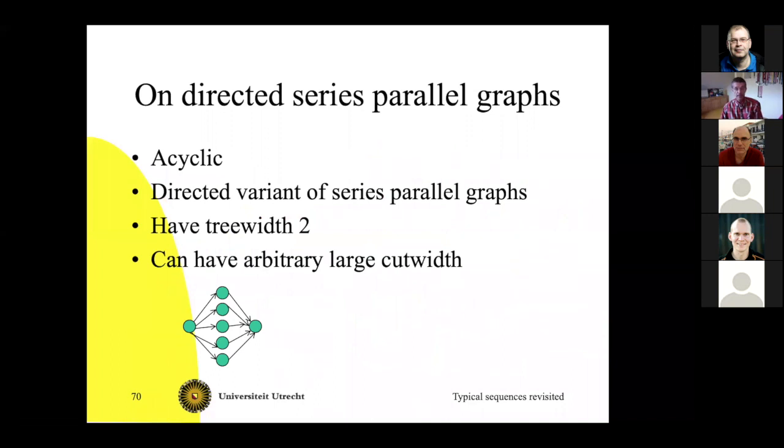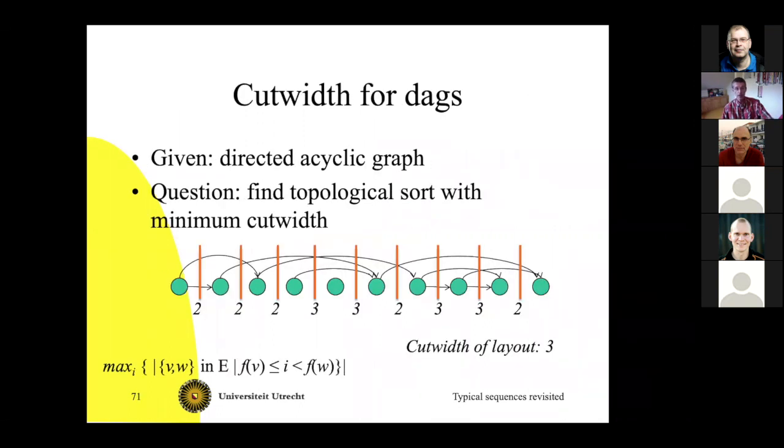So they are acyclic. They are a directed variant of series parallel graphs. If you forget the directions, then you have a graph of Treewidth 2, but they can have arbitrarily large cutwidth. Here's an example where the cutwidth is large, but I'll still have to define cutwidth, which I'll do next. So cutwidth is the following. You can define cutwidth for undirected graphs, but for directed acyclic graphs, you define it as follows. We want to find a topological sort of the graph, so an ordering of the vertices such that all arrows are going from left to right.